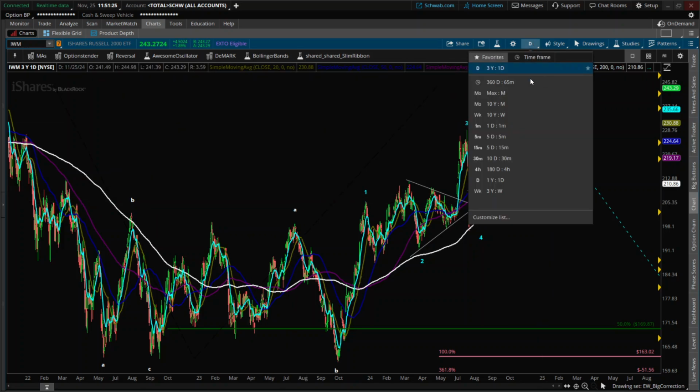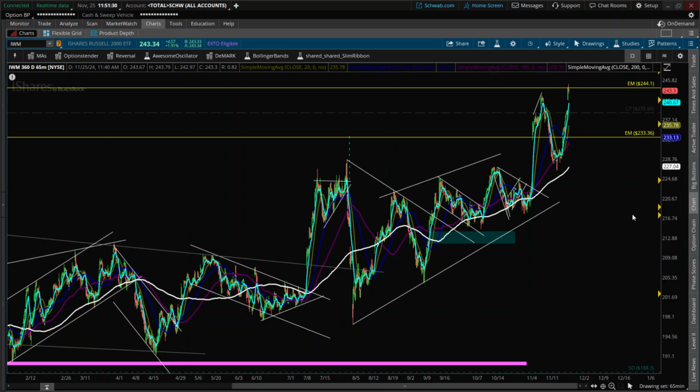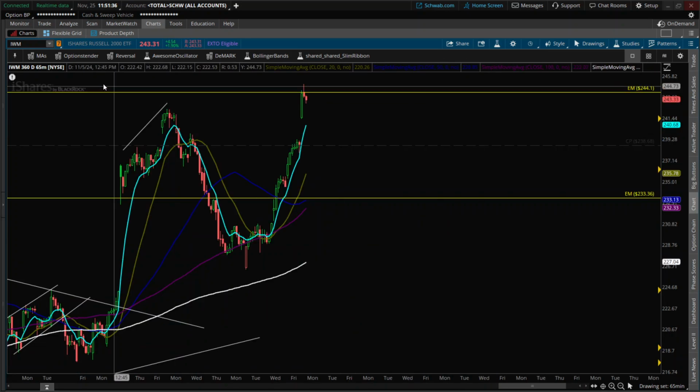What else? Let's go down to the 65, and then we'll end it. So we're at the options expected move. We're chasing off of there, or we're rejecting off of there.